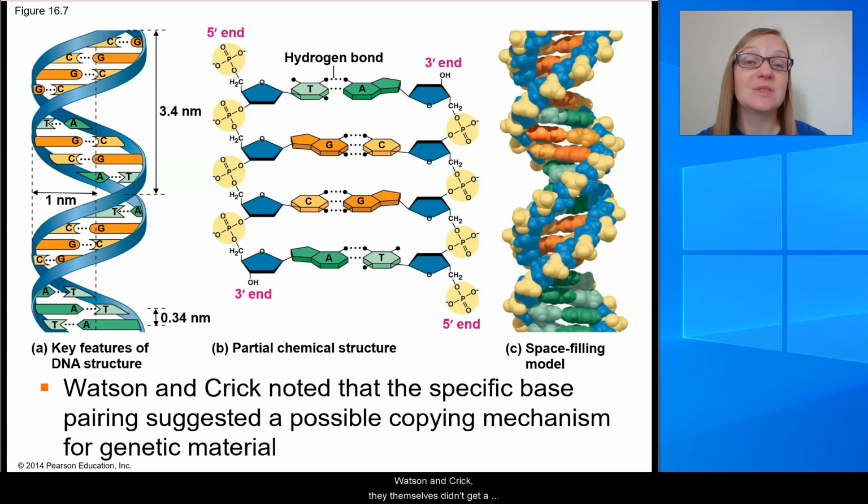Watson and Crick themselves didn't get a chance to do these experiments, but the complicated experiments were performed by other scientists, and their hypothesis was actually indeed supported.